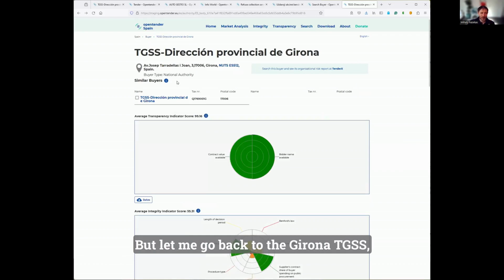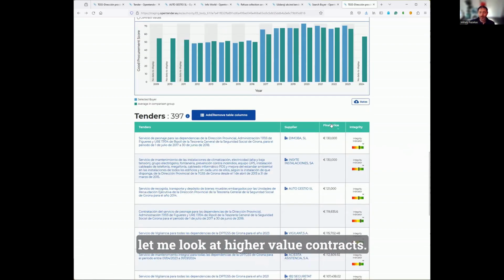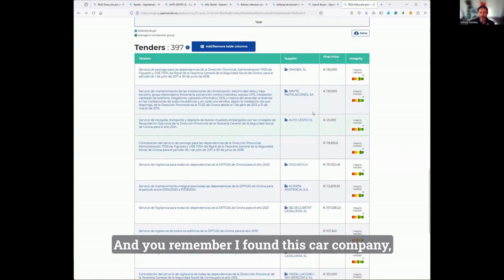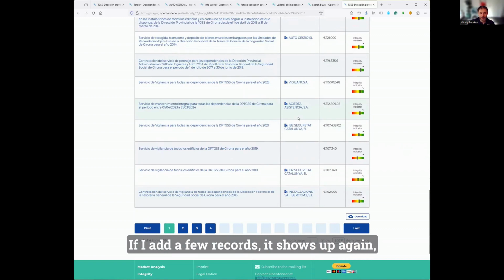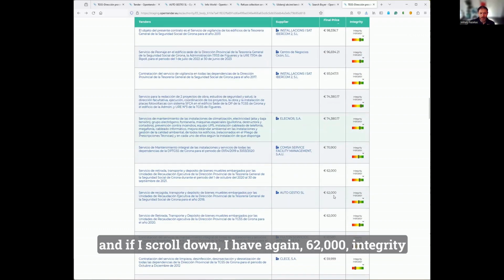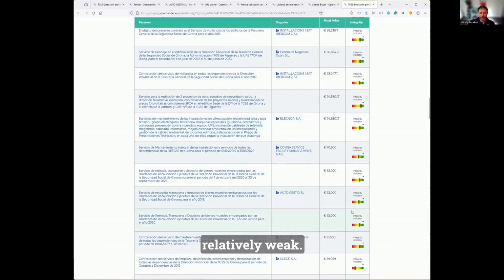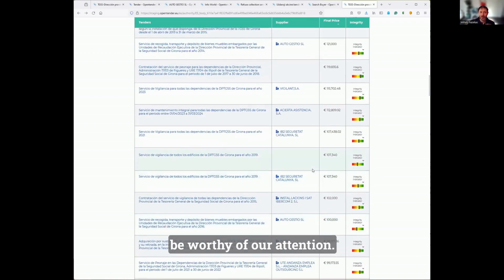But let me go back to the Girona TGSS, so the Social Security Administration. And once again, let me look at the higher value contracts. And you remember, I found this car company, Auto Gestillo SL, which had moderate integrity. If I add a few records, it showed up again. 100,000 euro this time. Now the integrity score is even lower. And if I scroll down, I have again 62,000, integrity relatively weak.